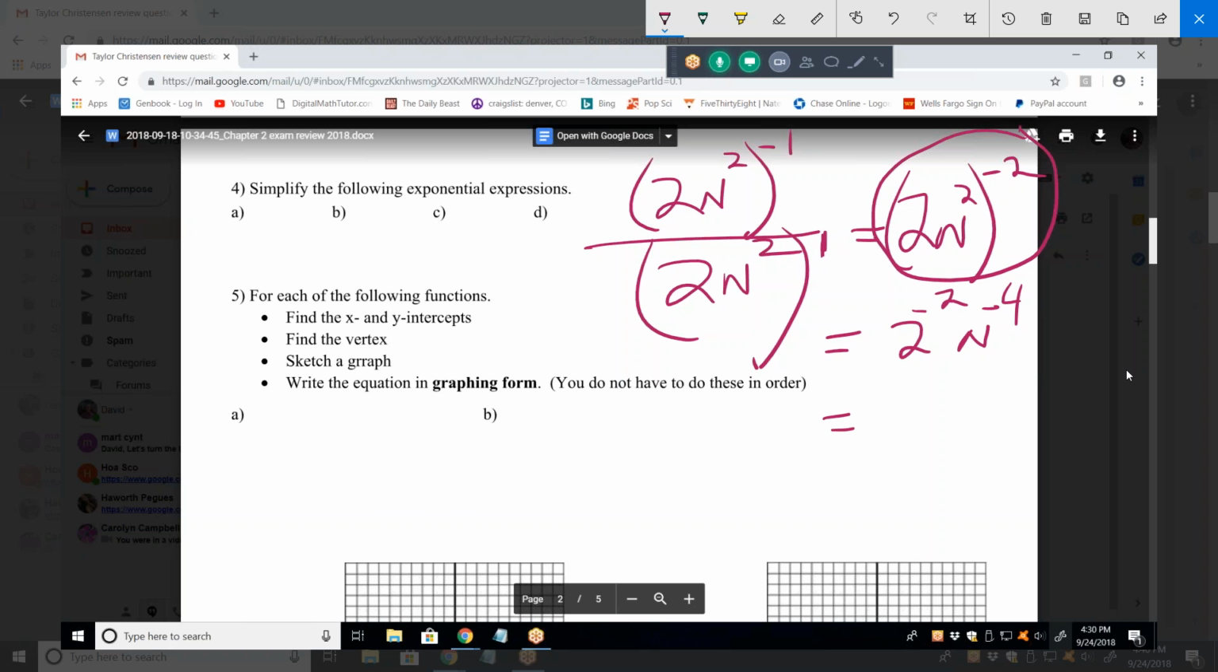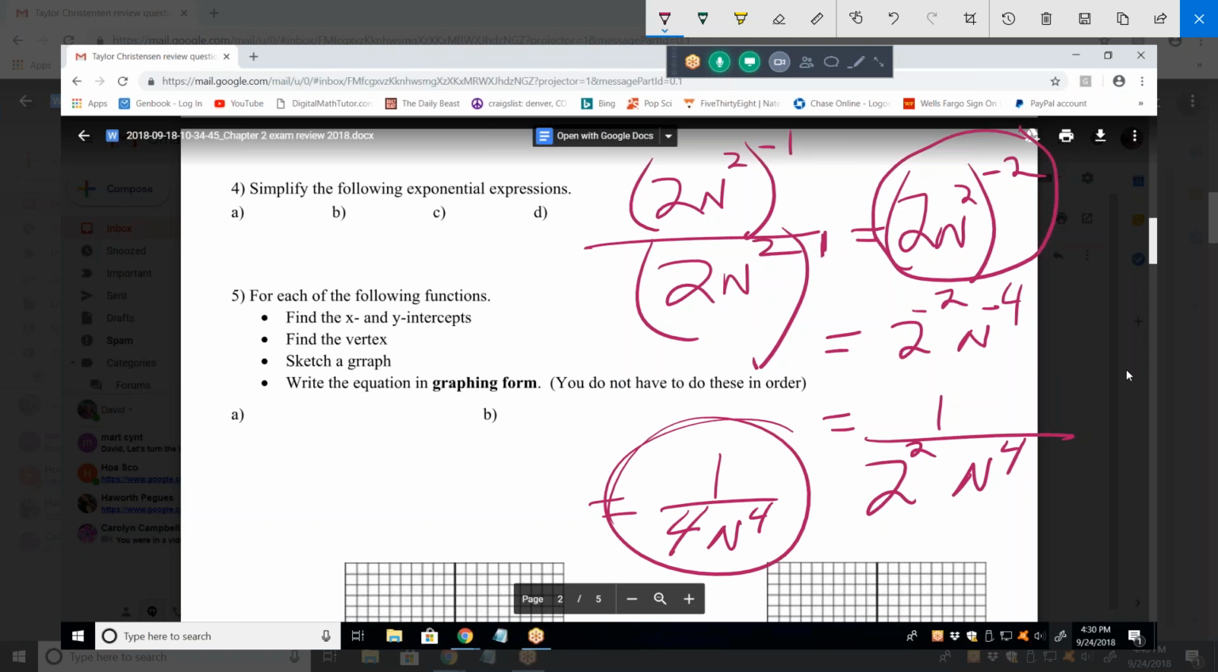Whenever you see a negative exponent, you can always just make a fraction and put that on the other side of the fraction bar and make it a positive exponent. So there's my fraction. And then it's 1 over, and that is 1 over 4n to the 4th. There's my answer. That's all positive exponents.